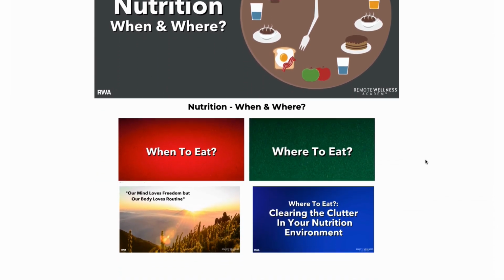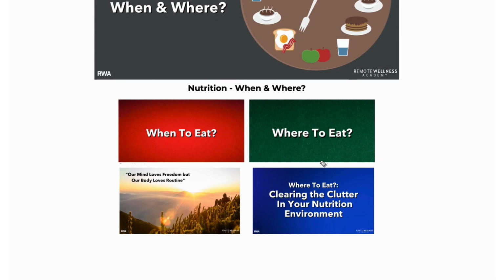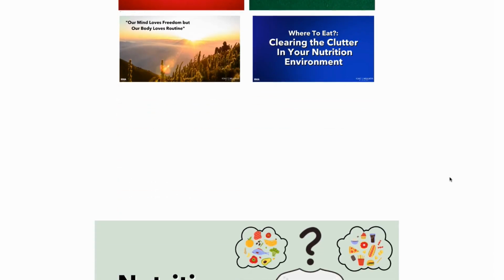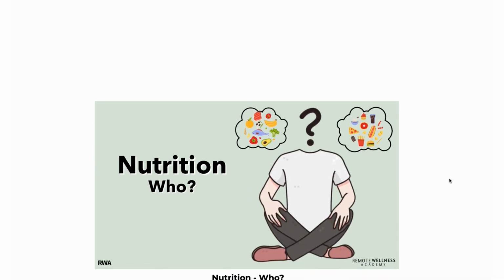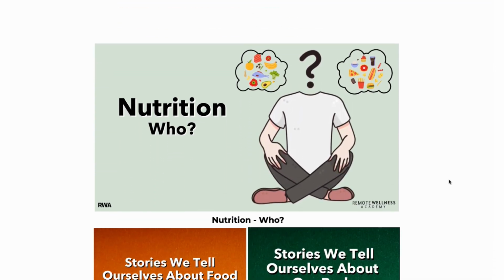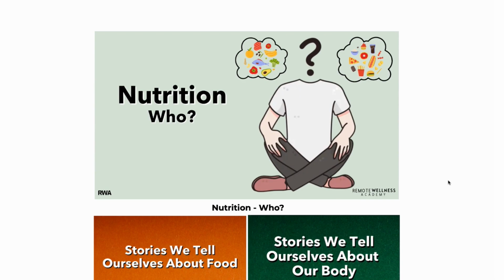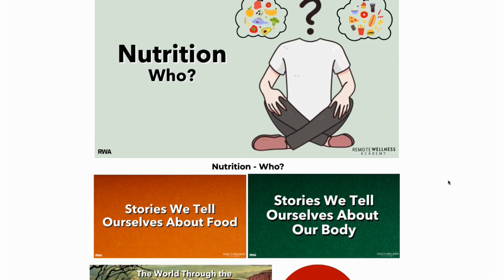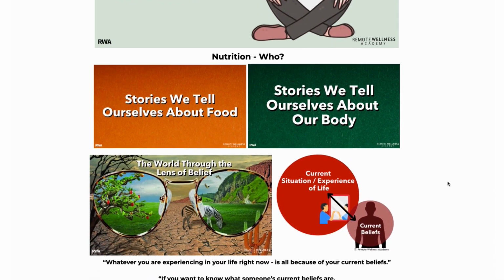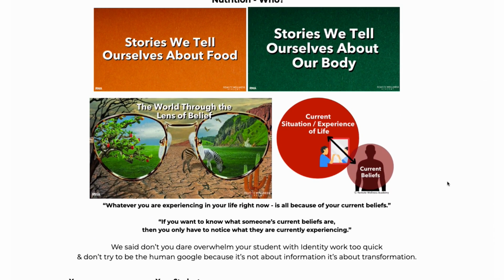And we said that when to eat was all about consistency, because our mind loves freedom, but our body loves routine. And then where to eat was all about clearing the clutter inside of our nutrition environment. From there, we went ahead and finalized and closed out the nutrition section with the final W question of who with nutrition. And we said that nutrition who was all about the stories that we tell ourselves about food and the stories that we tell ourselves about our body.